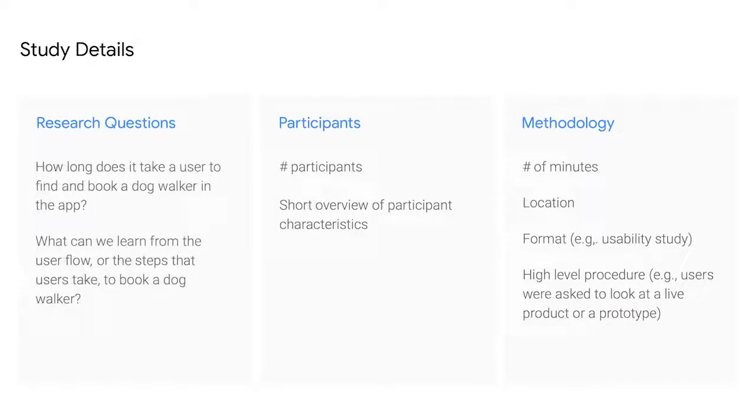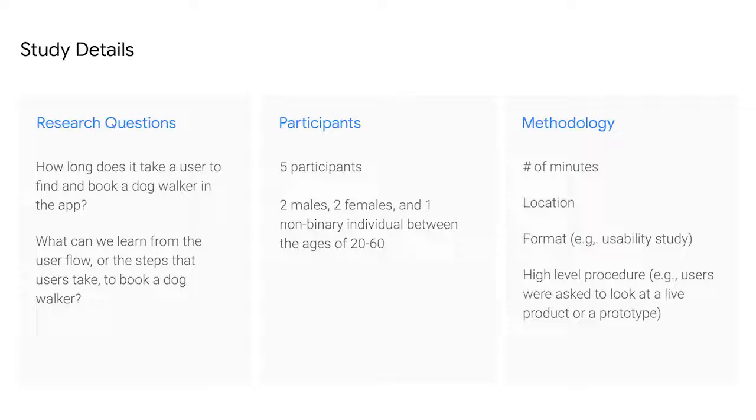Next, I'll update the second column with the number of participants and a short overview of their characteristics. I'll put 5 participants and list their characteristics as 2 males, 2 females, and 1 non-binary individual between the ages of 20 to 60. Now I'll find the third column with the methodology.